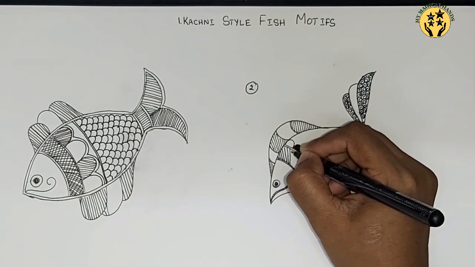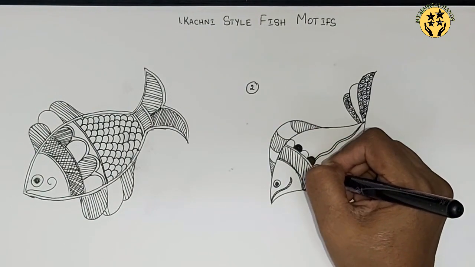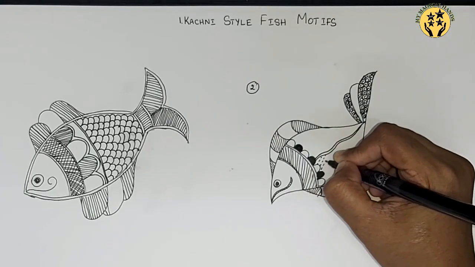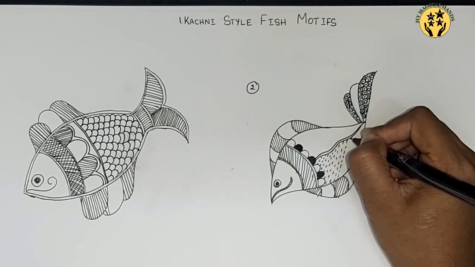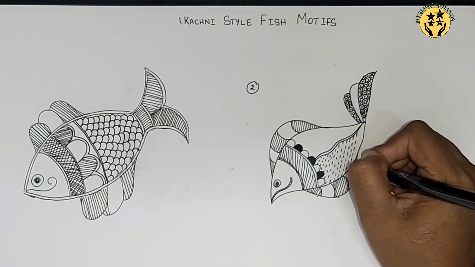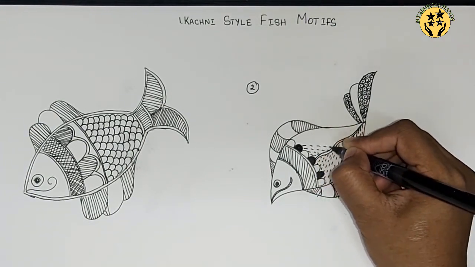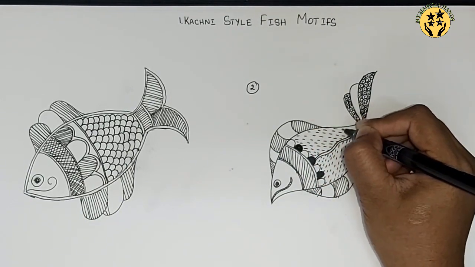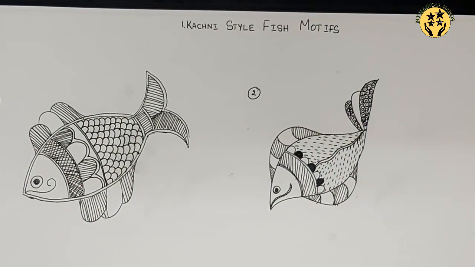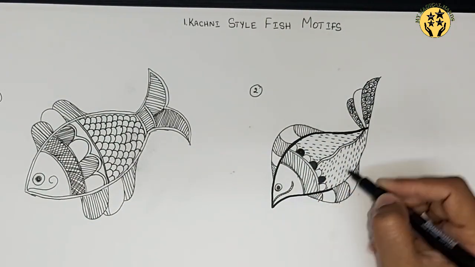Next I am going to fill that middle part using lines. You can fill with check also. In the scale portion, I just draw the dotted lines like V shape. This gives a different look to the fish. For a Kachni style filling, you can use any lines or dots, anything.